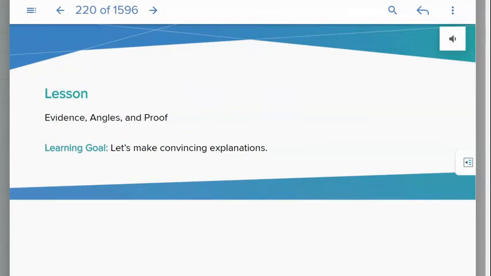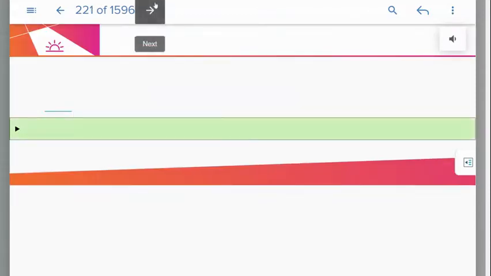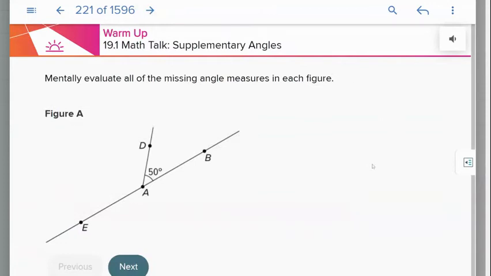Lesson 19 for Unit 1, Evidence, Angles, and Proofs. So the learning goal is let's make convincing explanations. So in our warm-up for 19.1, Math Talk, supplementary angles. What are supplementary angles? Do you remember?